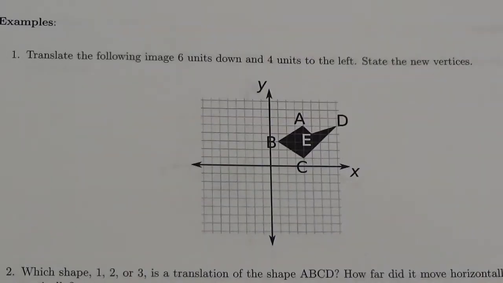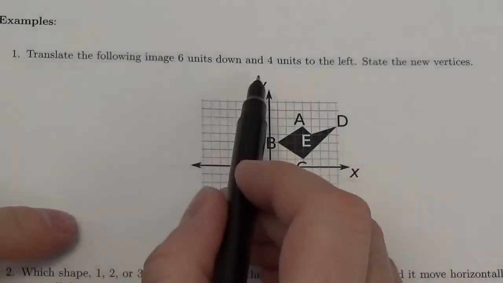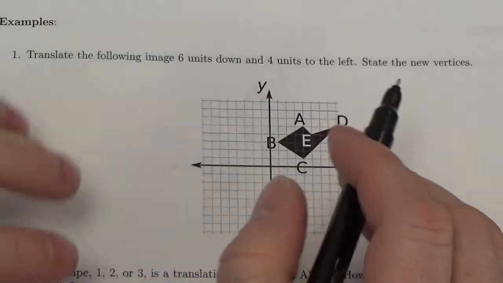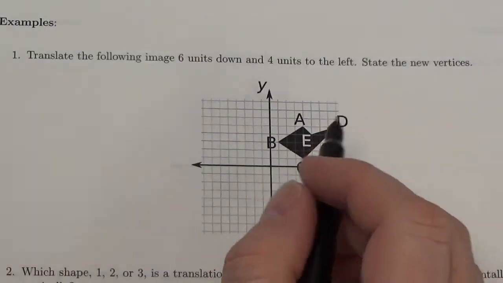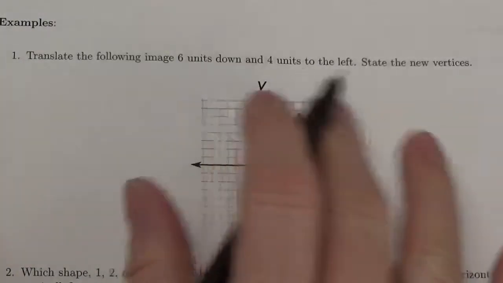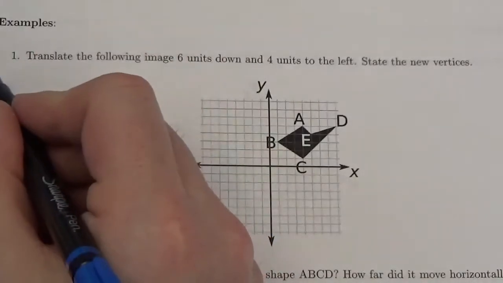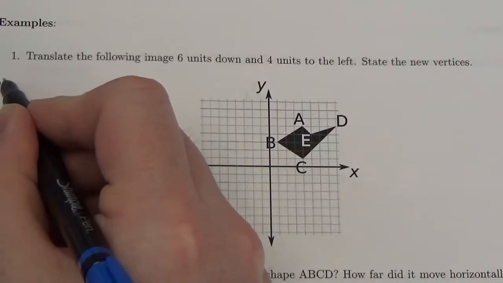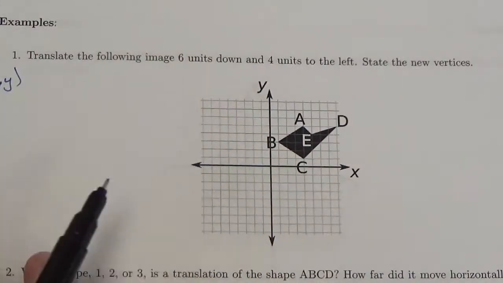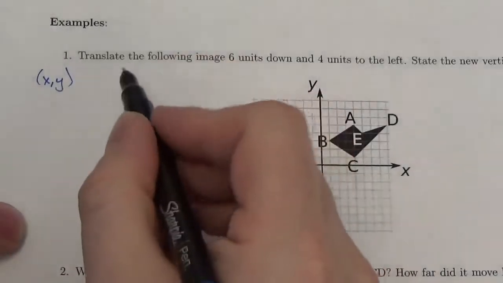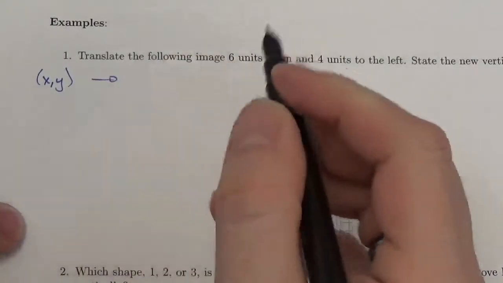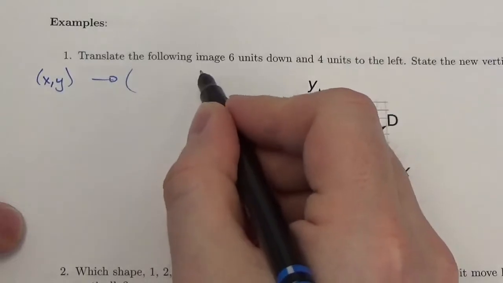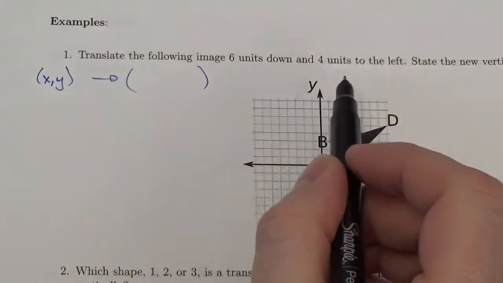Our first question says, translate the following image 6 units down and 4 units to the left. Before I look at the image, I'm going to take a look at our points. We're going to have our points x comma y. And then to translate that, we're going to go 6 units down and 4 units to the left.